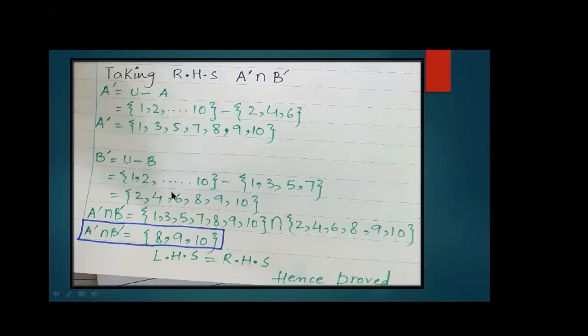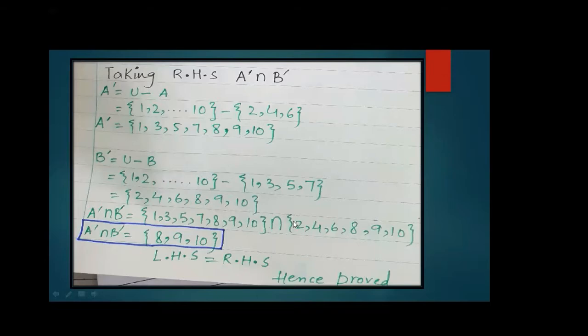Now the remaining elements of the universal set after taking the difference with set B are 2, 4, 6, 8, 9 and 10. This is the answer of A complement, and this is the answer of B complement. Now find the intersection of A complement and B complement. This is the answer of A complement intersection B complement.